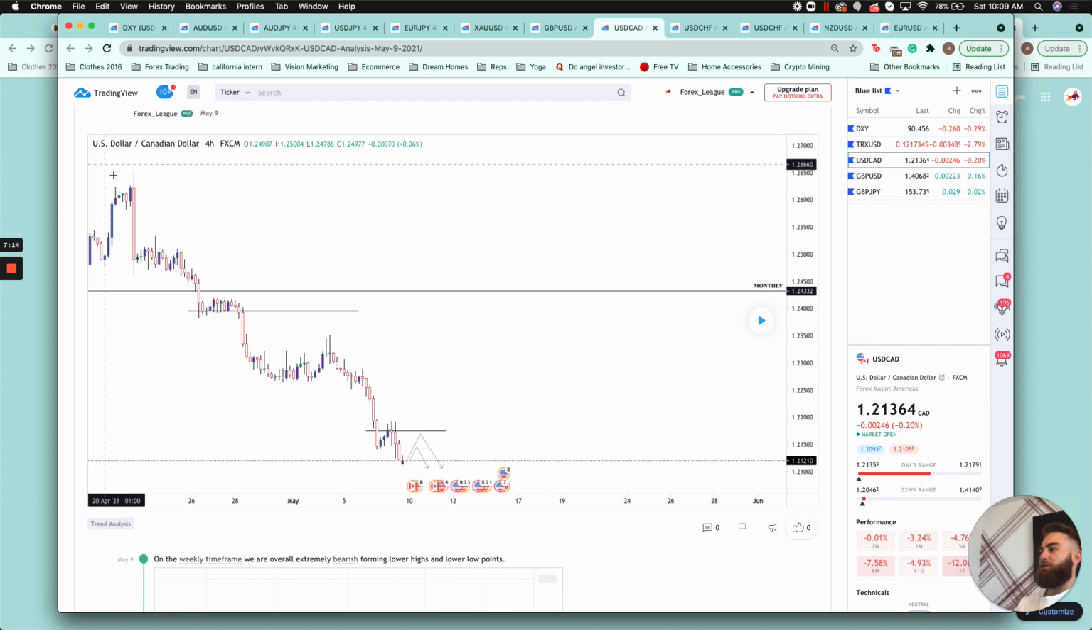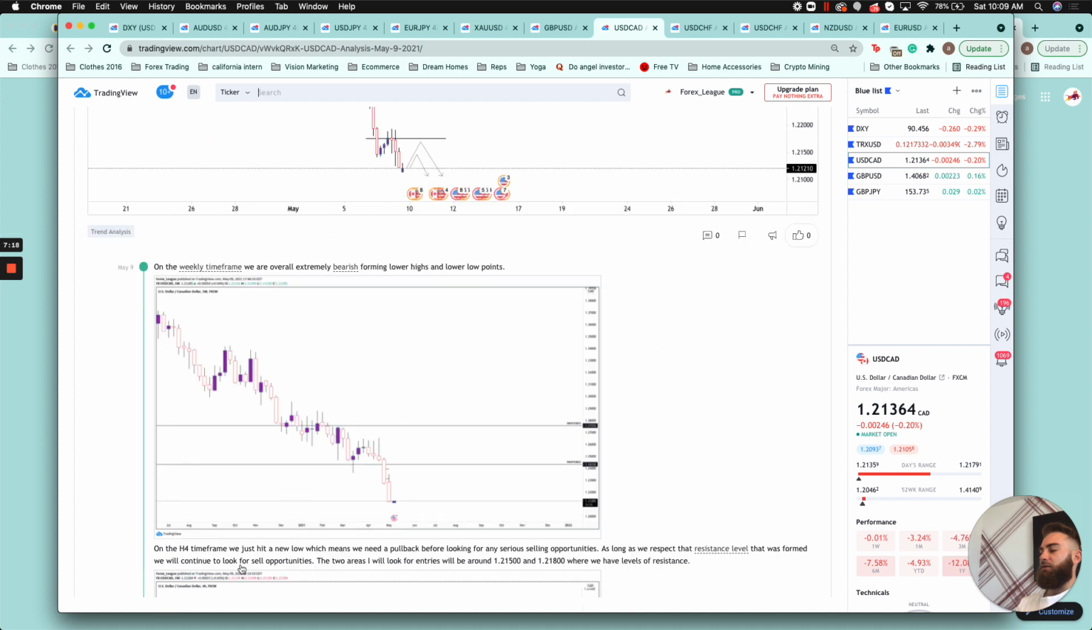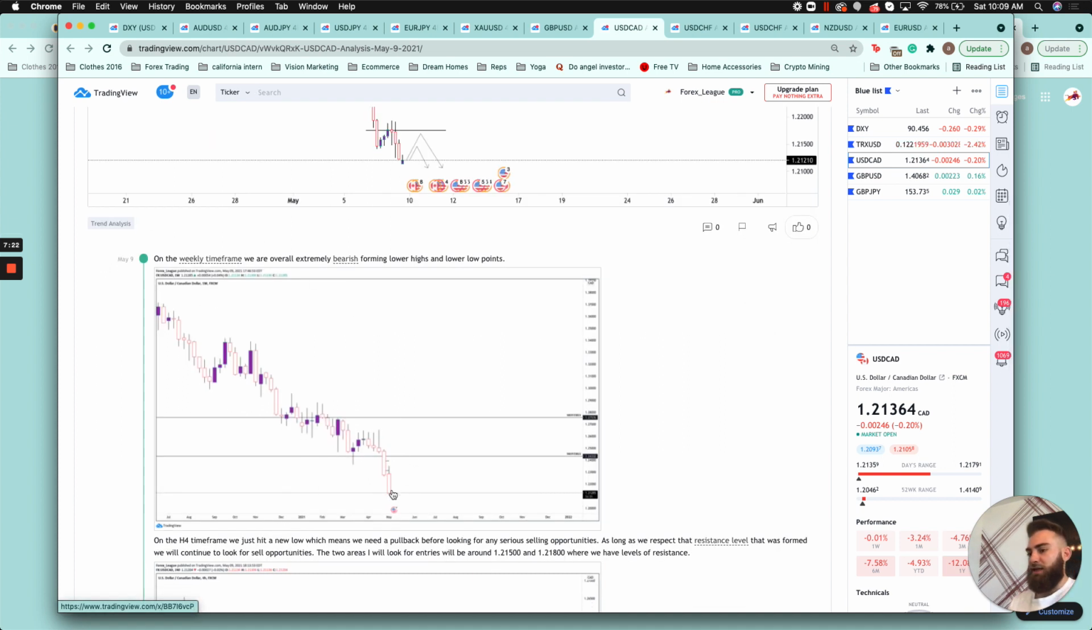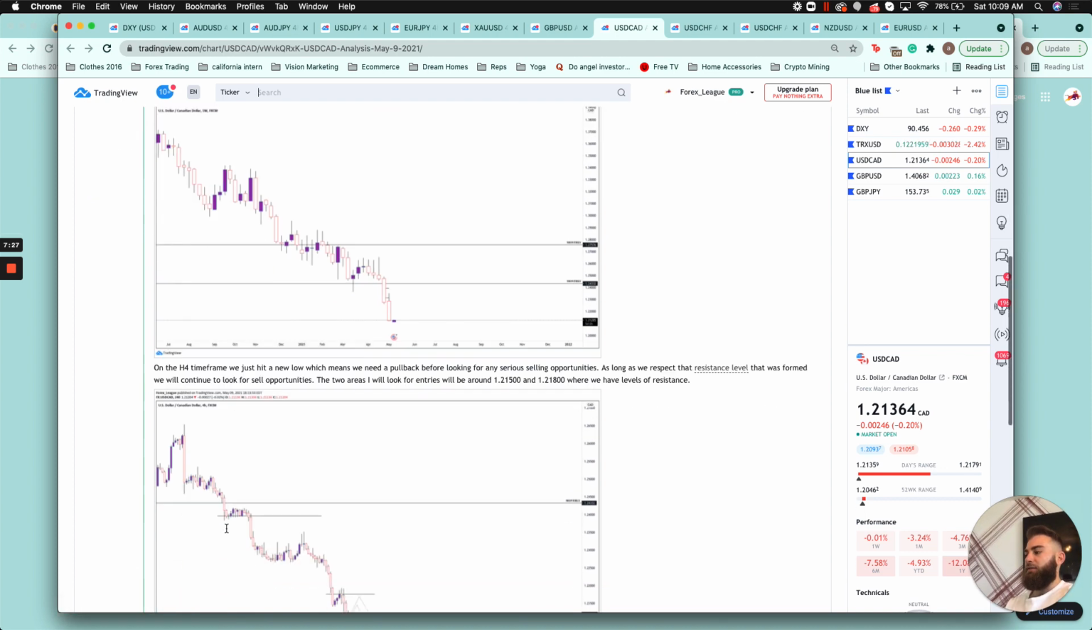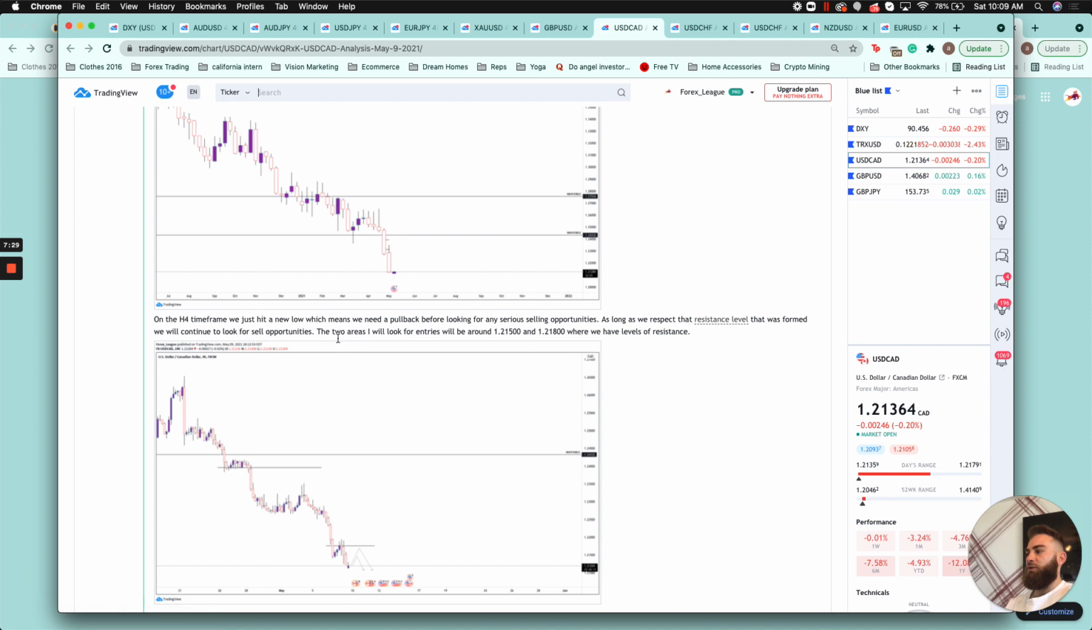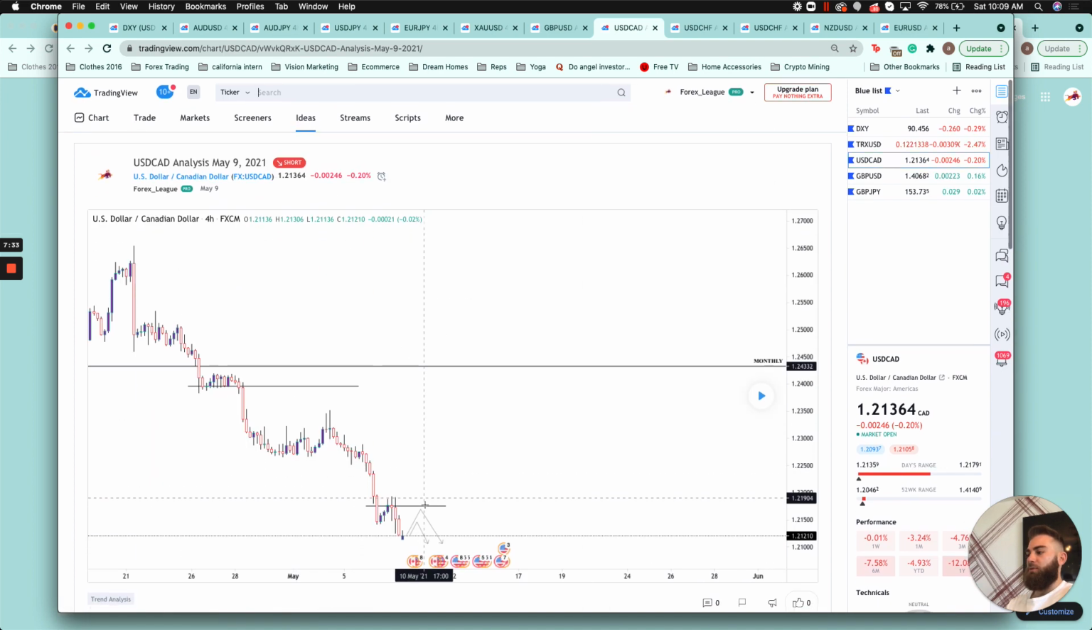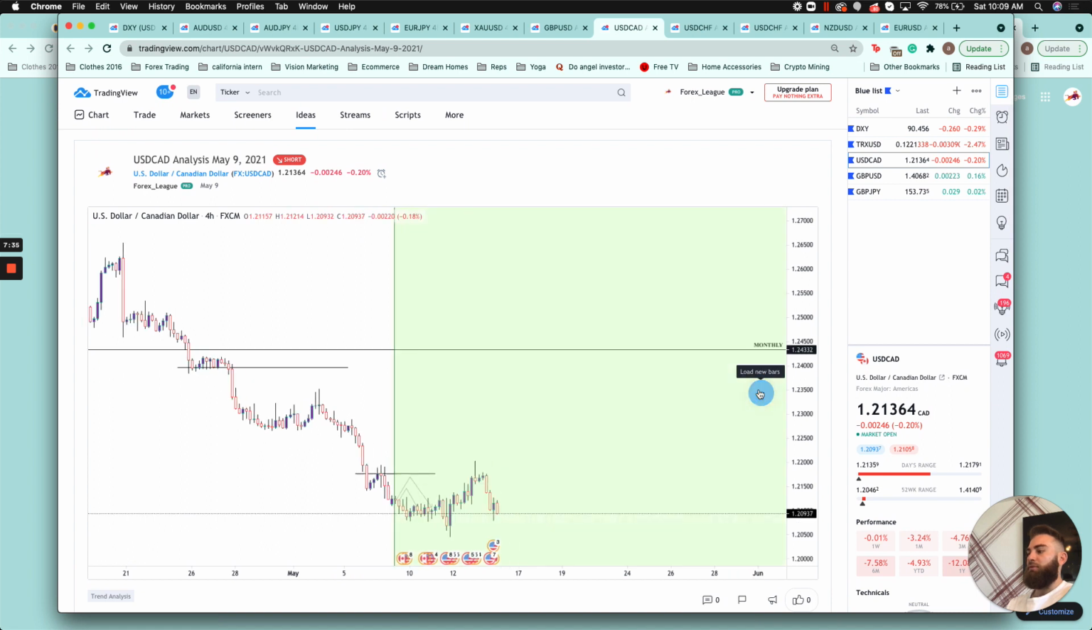This one was bearish as hell in the 4-hour time frame, keeping things really clean here. Coming down to the weekly, so weekly time frame very overextended, as we can see right here. So we needed some sort of pullback. On the 4-hour, we just hit a new low, which means we need a pullback. So as we can see, hit that new low. So this is where we're at. We're looking for that pullback before shorting this.